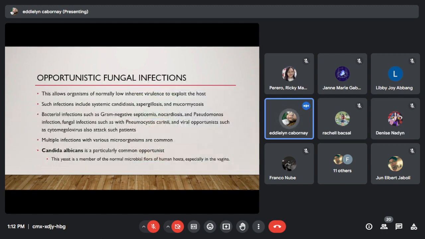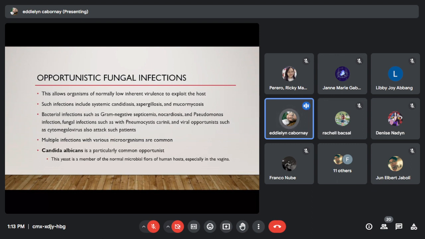Whereas opportunistic fungal infections are fungal or fungus-like diseases occurring in animals or humans with a compromised immune system. This allows organisms of normally low inherent virulence to exploit the host. Such infections include systemic candidiasis, aspergillosis, and mucormycosis. Bacterial infections such as gram-negative septicemia, nocardiosis, and pseudomonas infection, fungal infections such as Pneumocystis carinii, and viral opportunists such as cytomegalovirus also attack such patients.